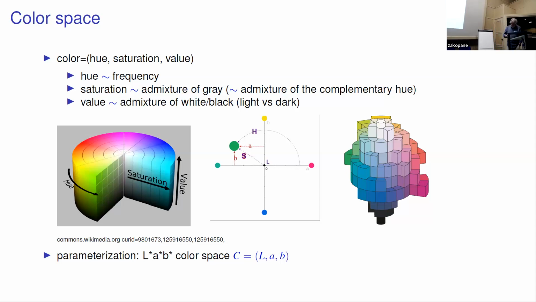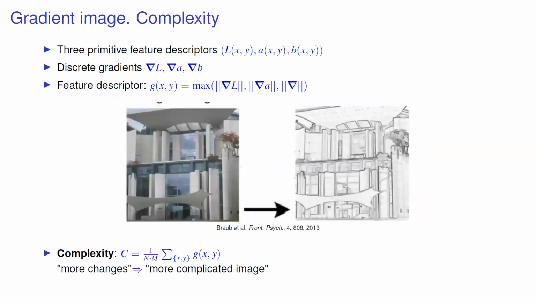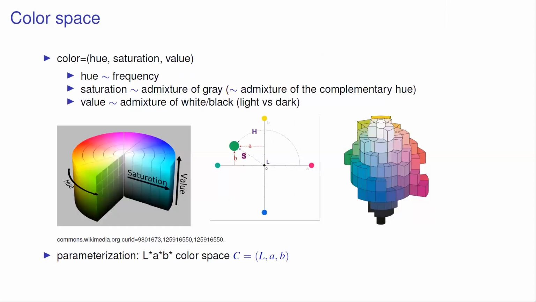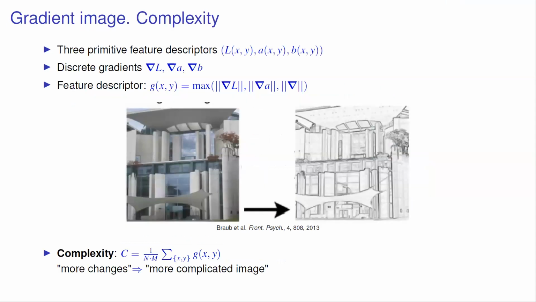Then you can do the following. You first construct something called a gradient image. You have the luminance, and A and B, which are the proportion between red and green and between blue and yellow. Then you take discrete gradients of that, you take the maximum, and this is now your feature descriptor. So to each point you have something like this. This is an example of how it works.